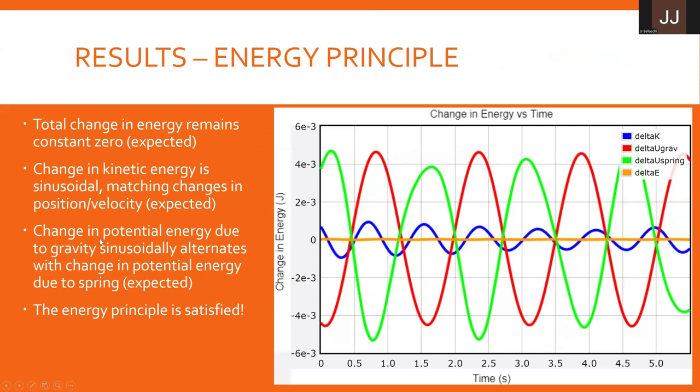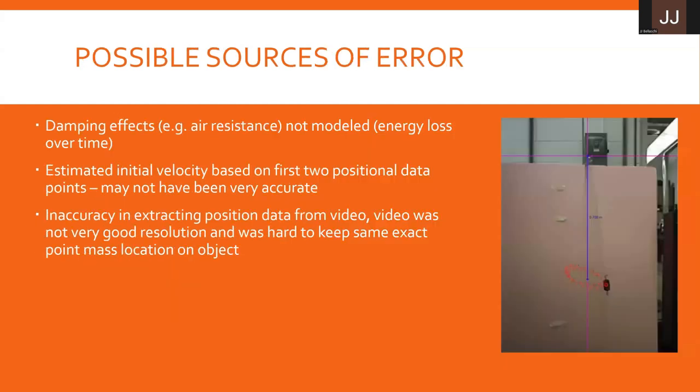In terms of energy, the total change remained constant, which was expected according to the energy conservation principle. Both the kinetic and potential energy varied sinusoidally, with the kinetic energy oscillating as the position and velocity changed, and gravitational potential energy alternating with the spring potential energy, as these two values are basically the yin-yang of each other in this situation. Again, we can see that the total change in energy remained a constant zero, which does in fact satisfy the energy principle.